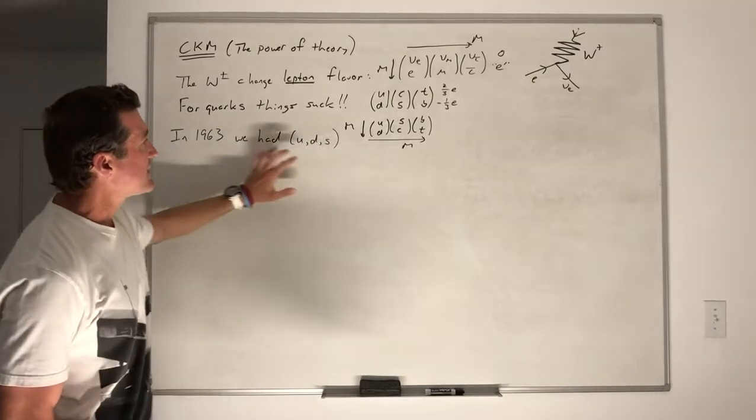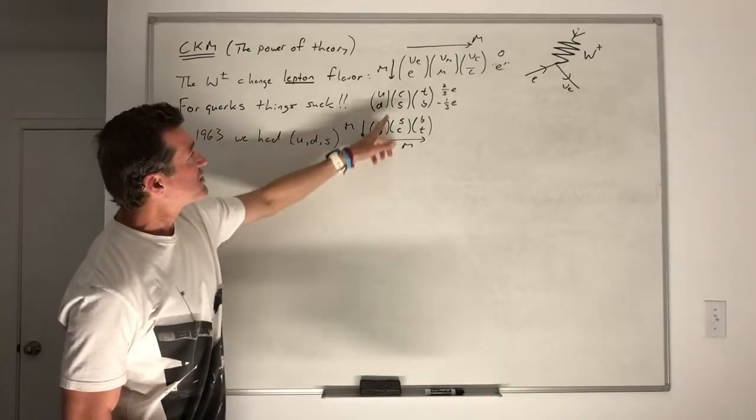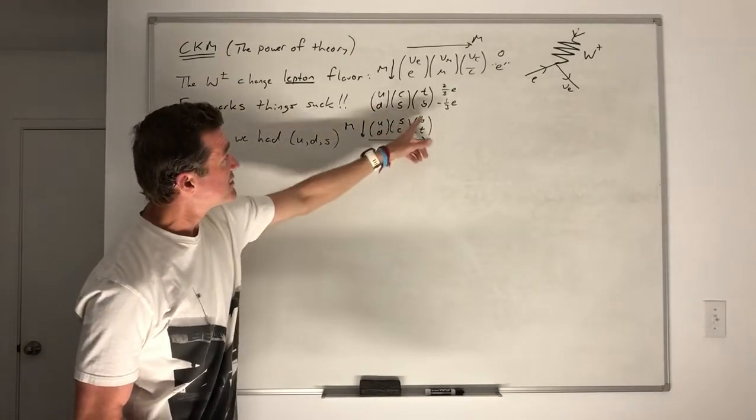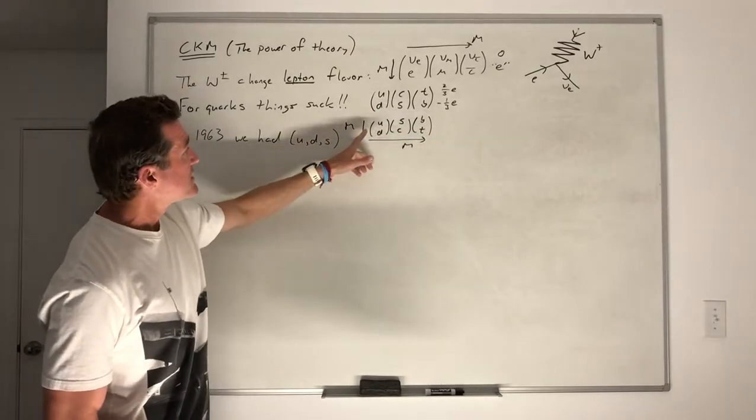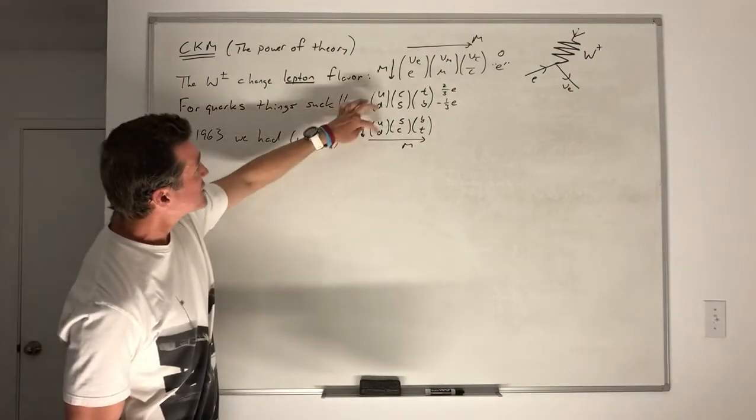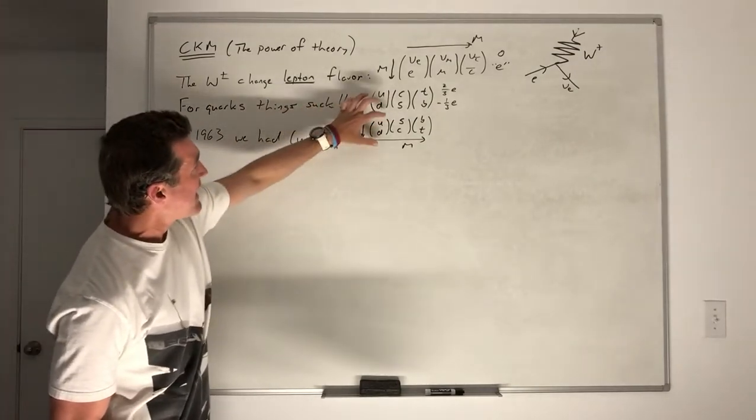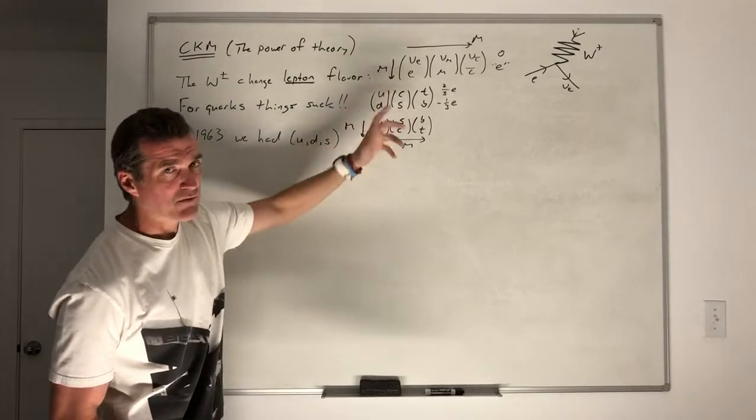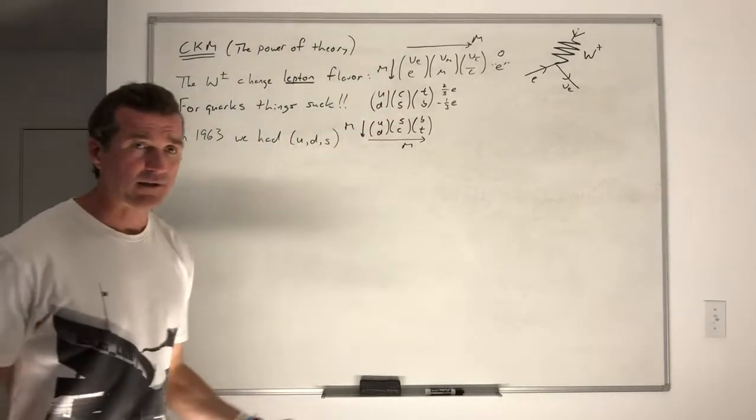Now, bear in mind, this is before the appreciation of these different generations. This is generation one, generation two, generation three, okay? So all they had was up, down, and strange, and they didn't even really have that this formed a doublet pair and this formed half of a doublet pair. That part of the story wasn't really there, okay?